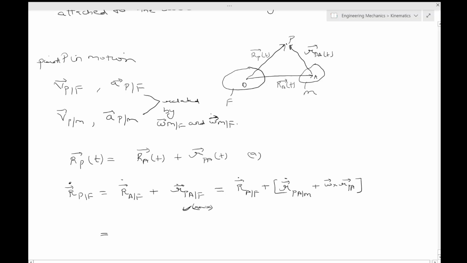Okay. Now this automatically means that R dot P with respect to F, the velocity of P with respect to F, can be written as the velocity of A with respect to F plus omega cross R_PA plus V_P with respect to M, because R dot PA in frame M is actually the velocity of this particle with respect to M. So this is the term. Okay, this equation is called 1.59.